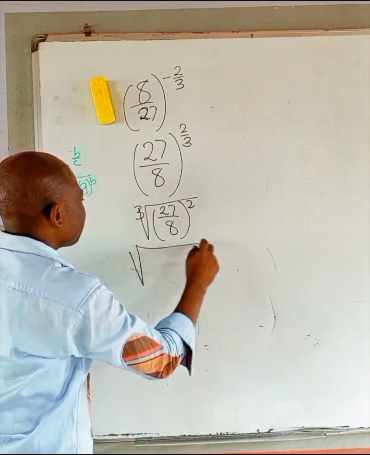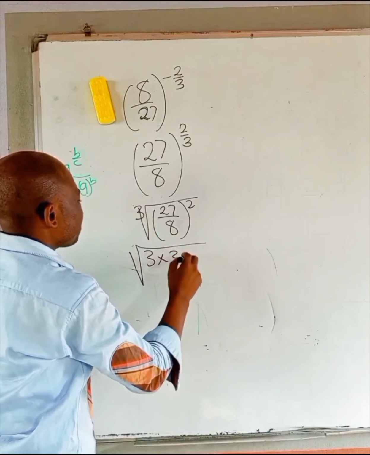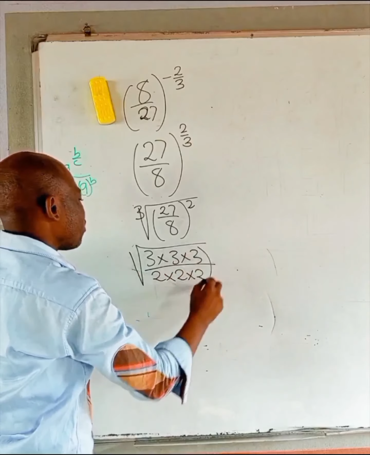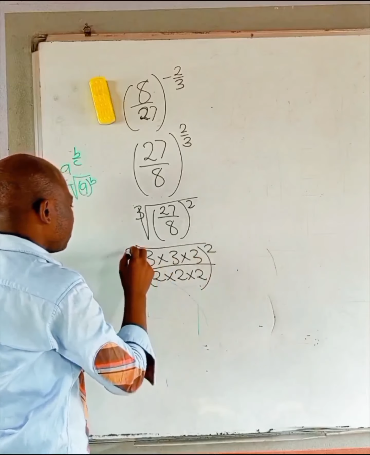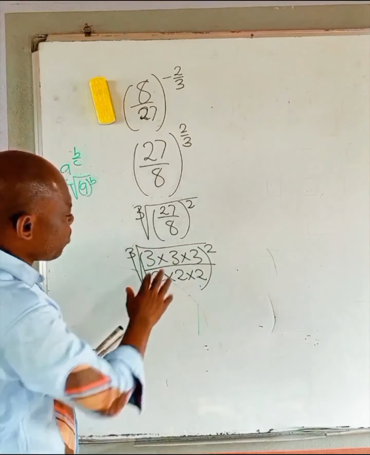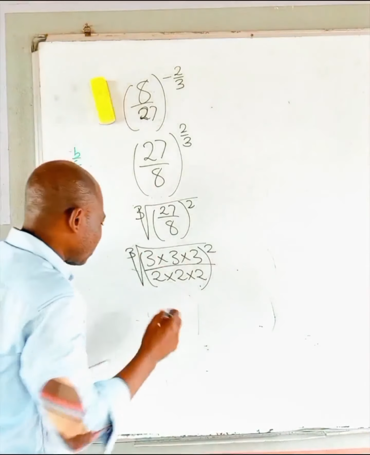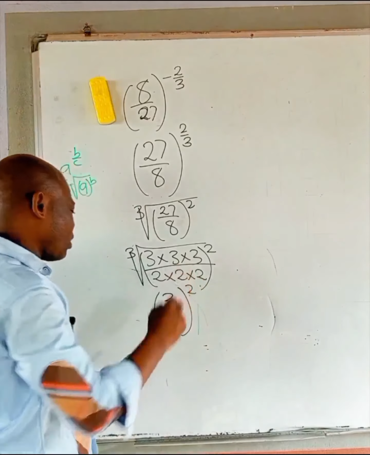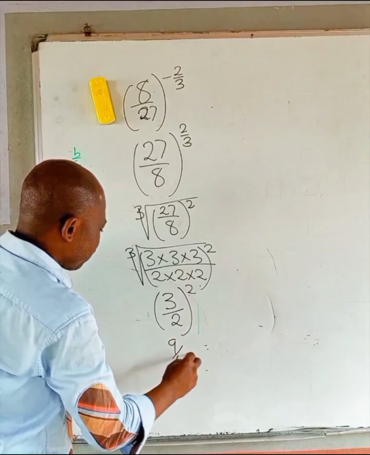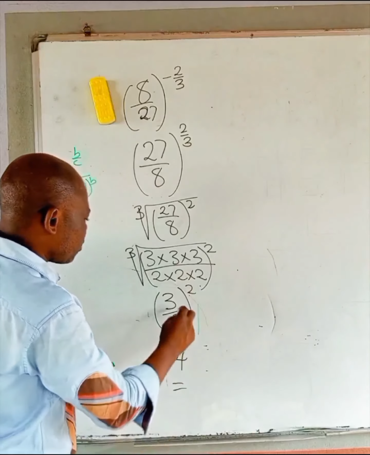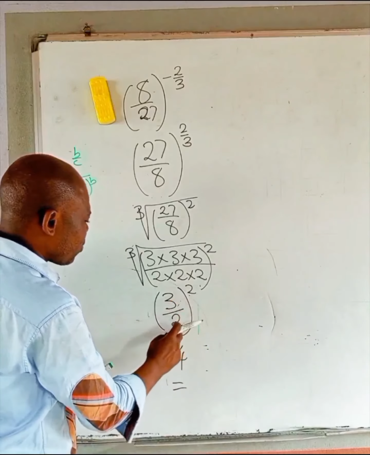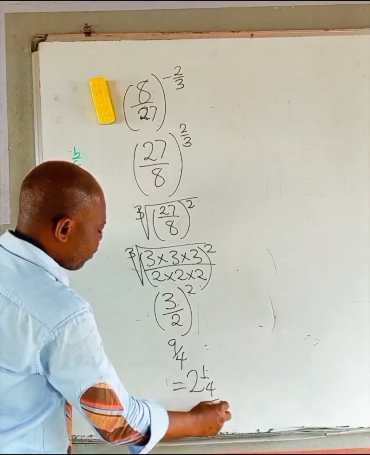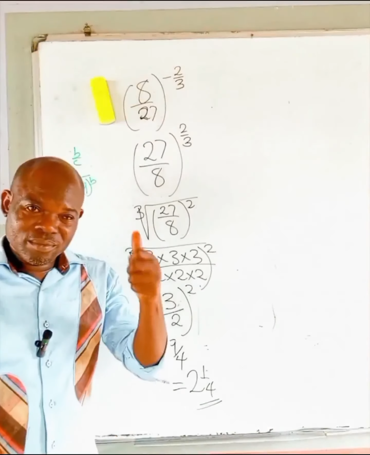We have the cube root of 3 times 3 times 3, over 2 times 2 times 2, all raised to the power of 2. In a cube root, whenever a number appears 3 times, we pick one of it. So what we have now becomes 3 over 2, all squared. And we have 9 over 4, because 3 squared is 3 times 3, which is 9, and 2 squared is 2 times 2, which is 4, which becomes 2 whole number 1 over 4. And that is how simple it is, friends. Love you.